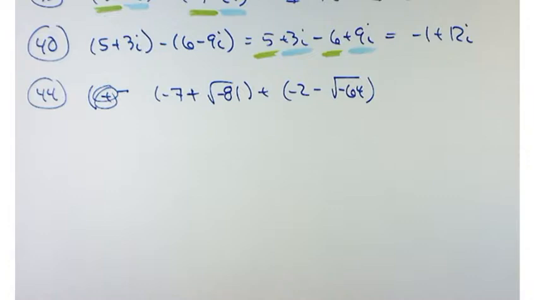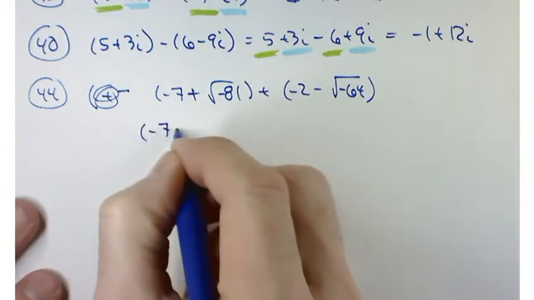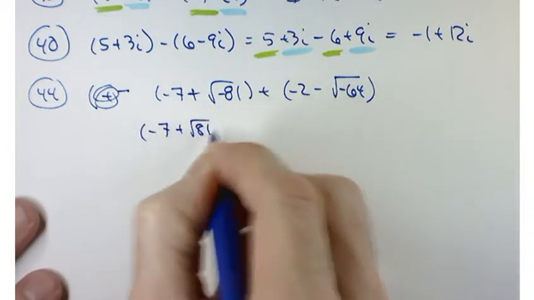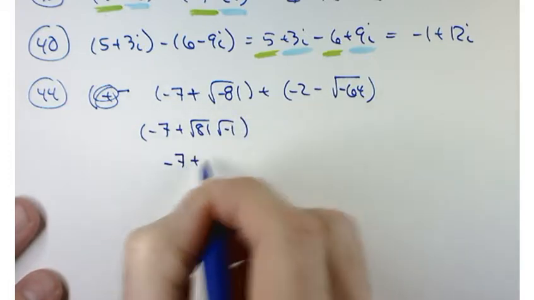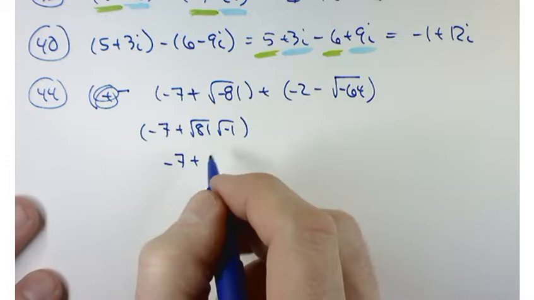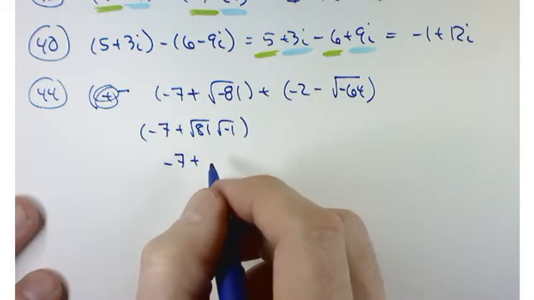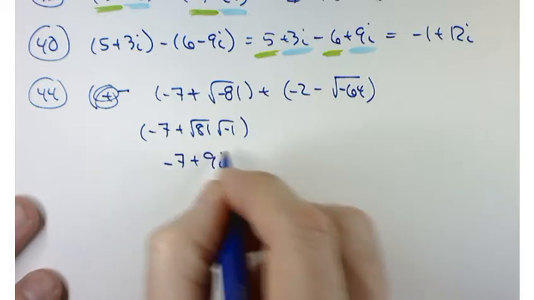What do you think we have to do first? Yeah, we need to get rid of the negatives underneath the square roots. Rewrite them using imaginary numbers. So, negative 7, square root of 81, square root of negative 1. It's going to be negative 7 plus what? 9i. Thank you.